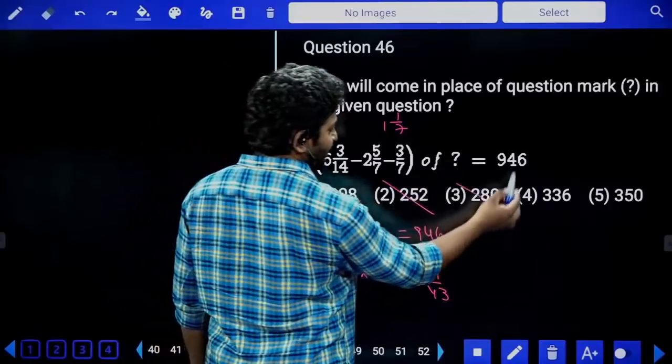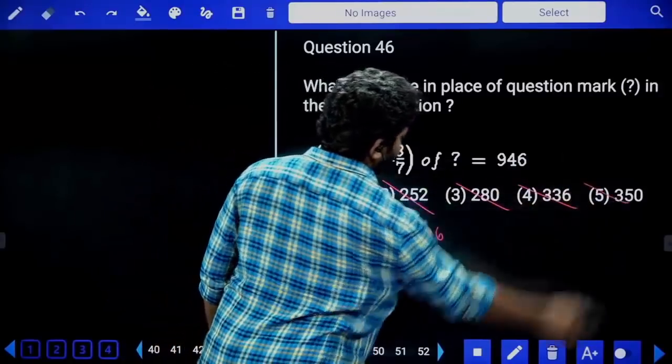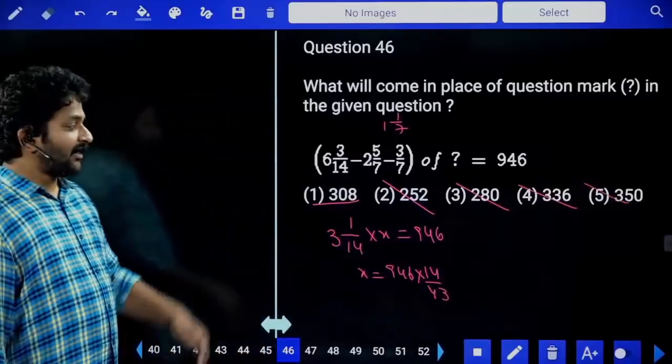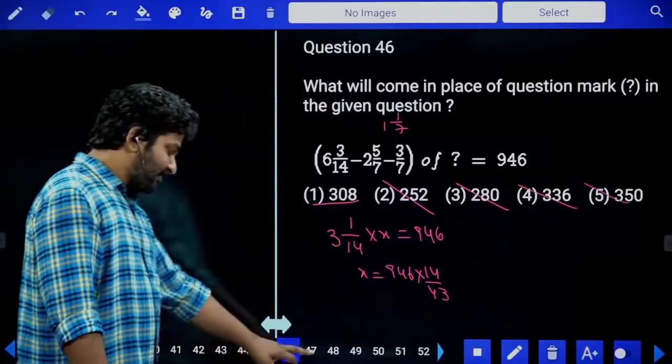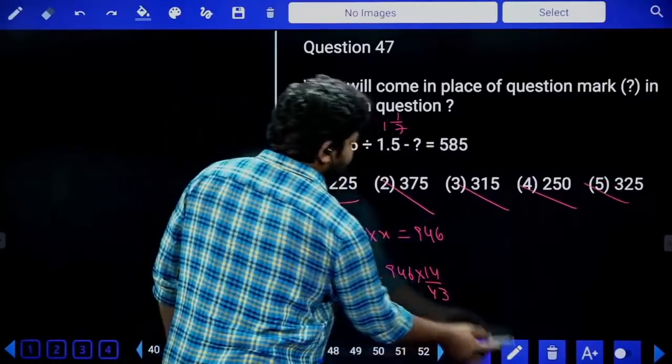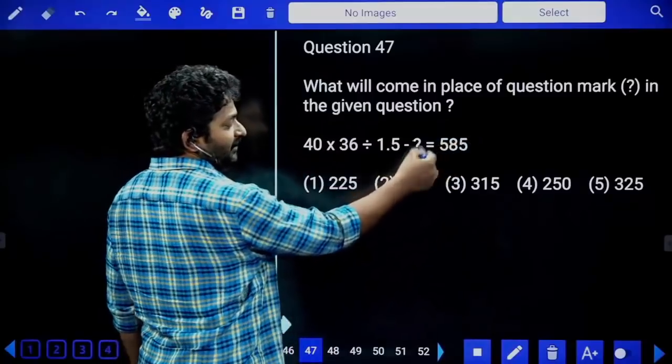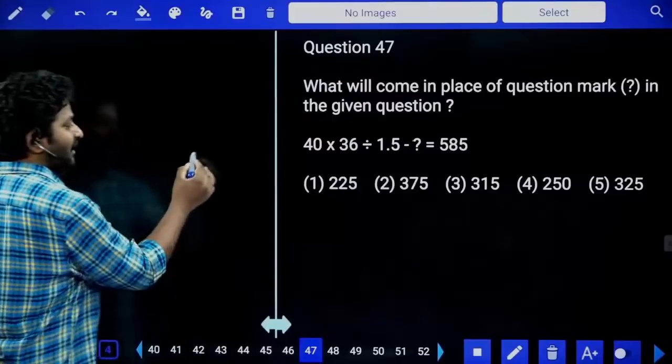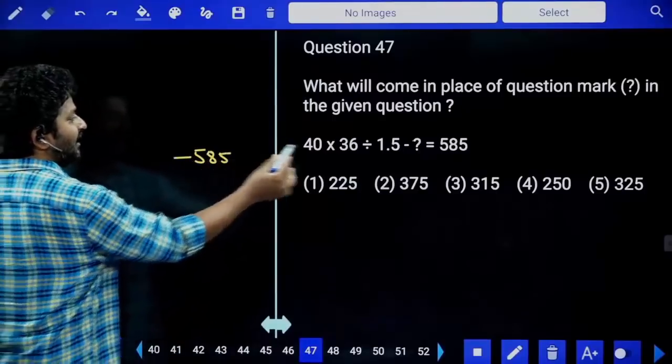Second cannot be your answer. Third cannot be your answer. Fourth and fifth, those cannot be your answers. Otherwise you can even verify with last digit verification as well. Next, minus x goes to the other side, 585 comes to the left hand side, then it becomes minus 585.